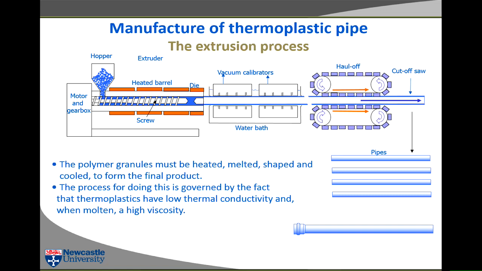And the wall thickness of the pipe is determined by the ratio of the speed of the haul off to the speed of the extruder. So if you run the haul off faster, you'll get a thinner wall. If you run it slower, you'll get a thicker wall. And there's usually some sort of measurement device here, because all of these factory processes now have full closed loop control. There's usually some measurement device like an electron beam or something like that, measuring the wall thickness of the pipe as it comes out of the process, and then feeding back the information to the speed of the haul off.